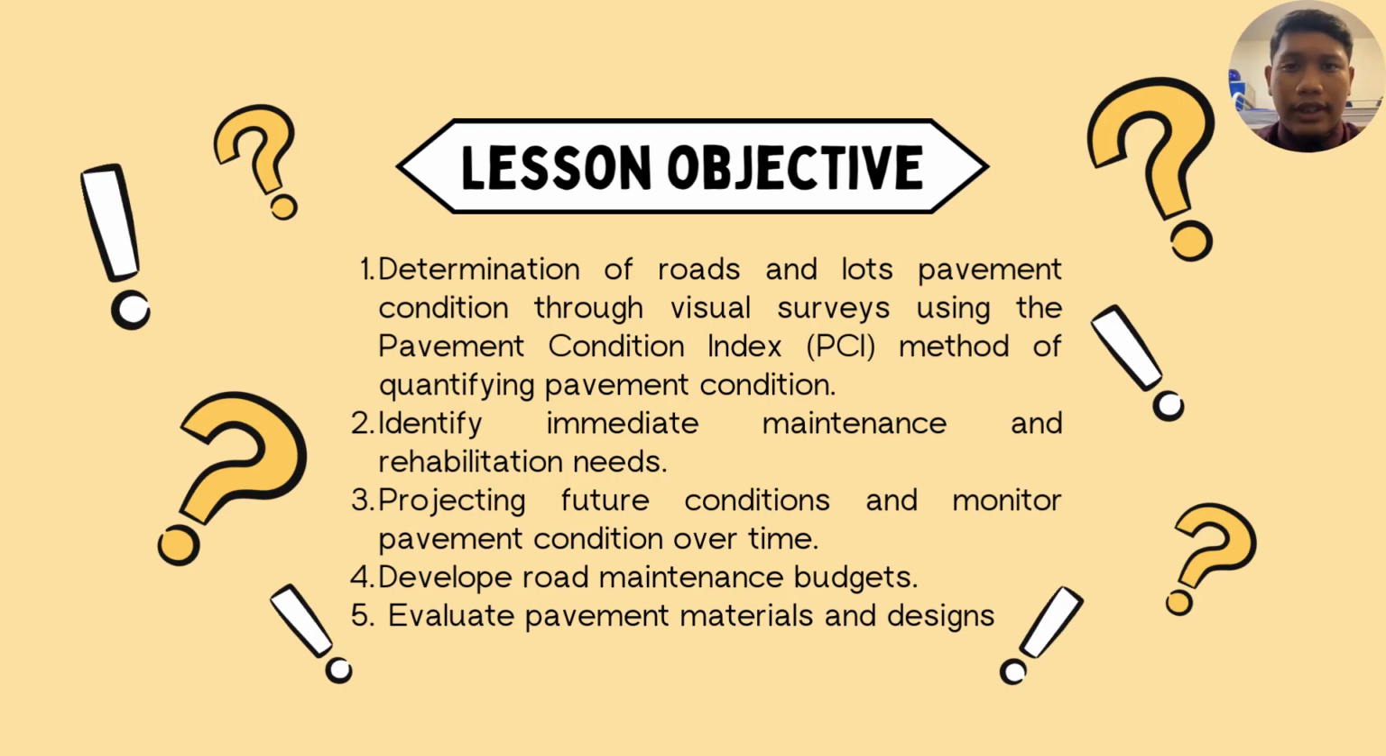There are 5 objectives that have been outlined in order to realize the aim of this research. First, determination of road and lots pavement condition through visual surveys using the Pavement Condition Index (PCI) method of quantifying pavement condition. Second, identify immediate maintenance and rehabilitation needs. Third, projecting future condition and monitor pavement condition over time. Fourth, develop road maintenance budget. And last one is number 5, evaluate pavement material and designs.